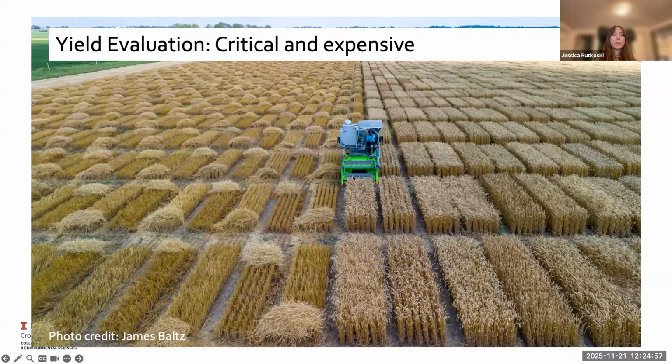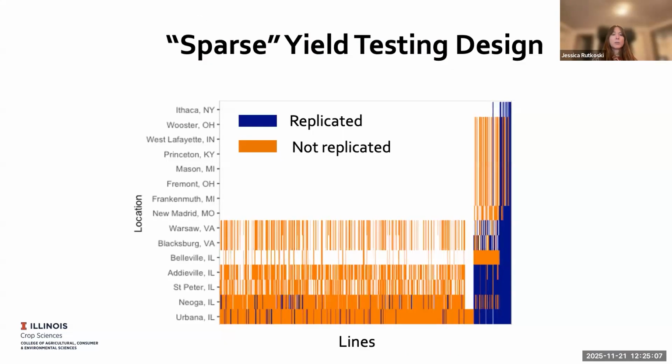Now, as you can imagine, this is a really expensive process, not just the harvesting, but all throughout the season. It's very labor intensive and just expensive to conduct. So we do different things to save resources and to be more efficient. So one of the things is what we call a sparse yield testing design.